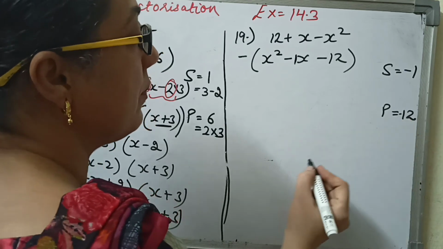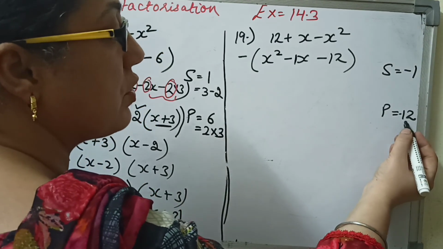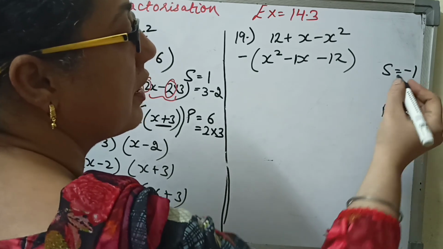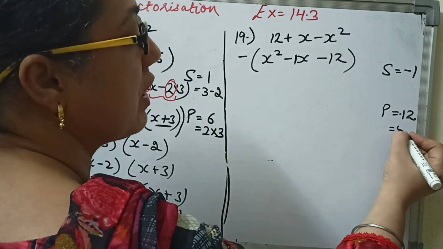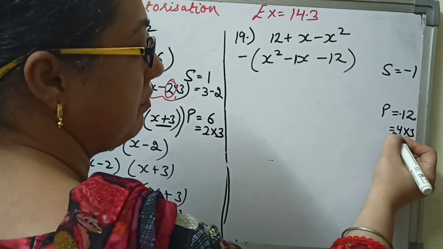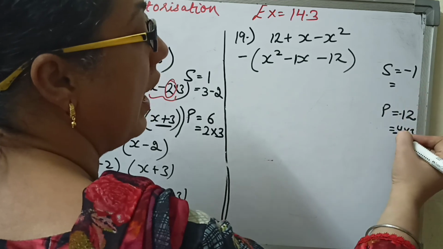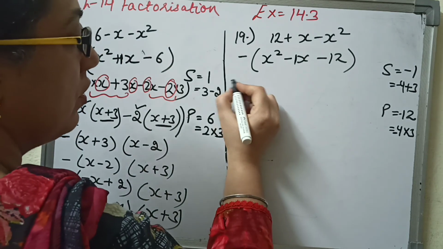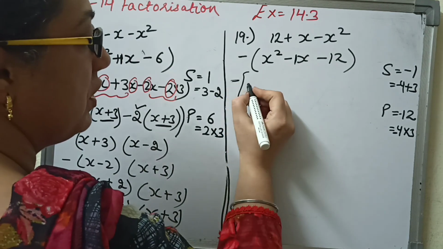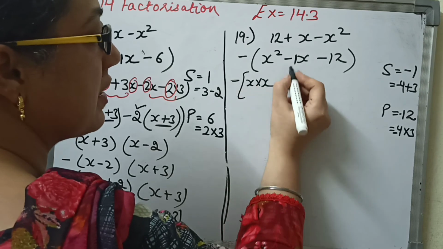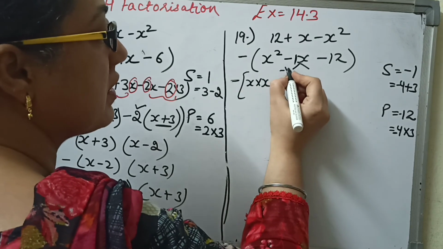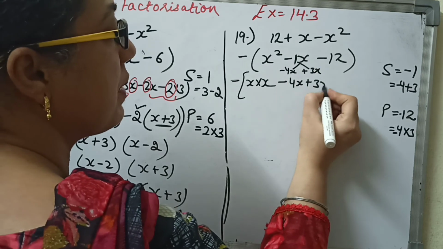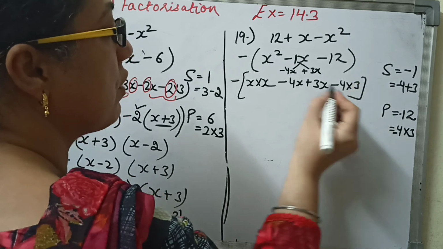Now find again the two factors which multiply to give minus 12, and when we add or subtract we get minus 1, and 12 is equal to 4 into 3. Minus 4 into 3, and when we add minus 4 and 3 we get minus 1. Now split the middle term. You can write x square as x into x, minus 1x has two factors, minus 4x and plus 3x, so it is written as minus 4x plus 3x, and minus 12 is 4 into 3.